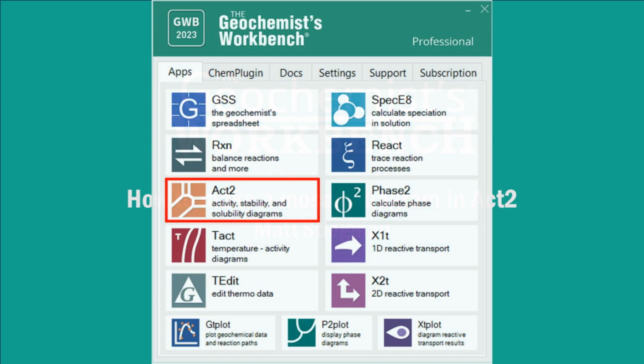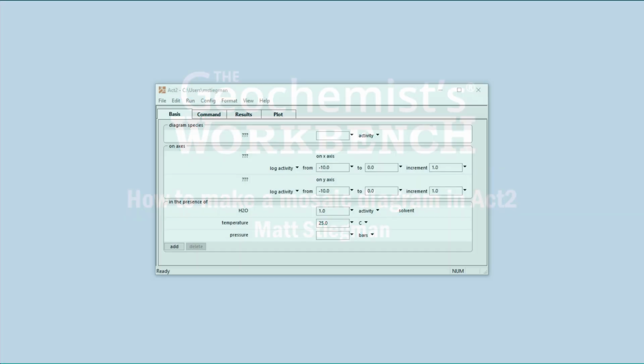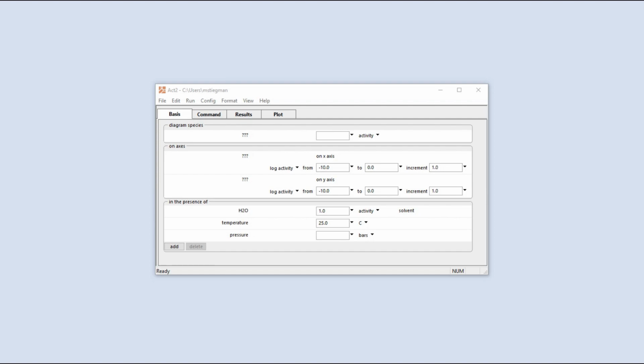Today, I'll show you how to make a mosaic diagram in Act2. This example considers the speciation of the arsenic-sulfur system. Begin in the basis pane by choosing arsenite as the diagram species, and we'll set its log activity.